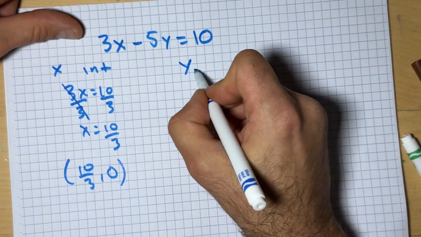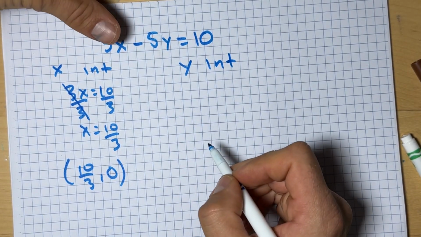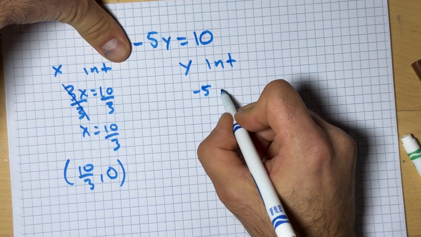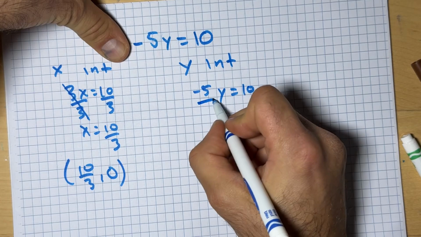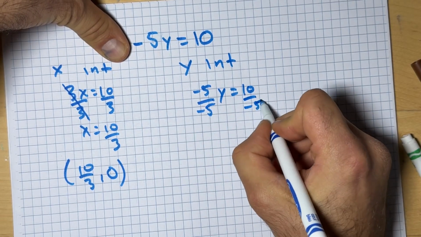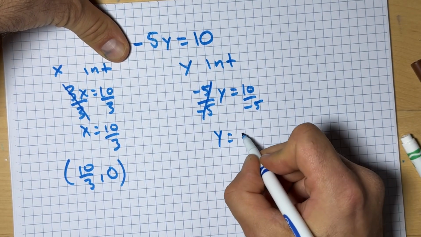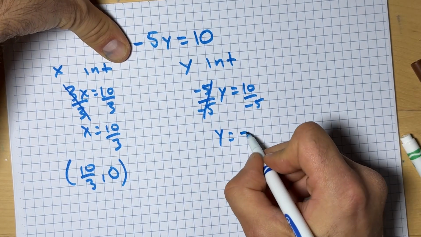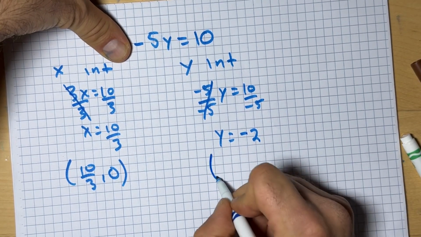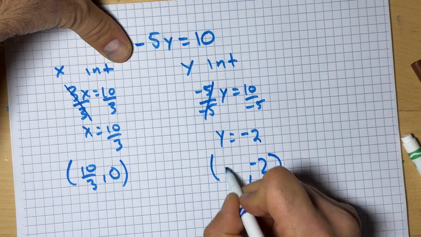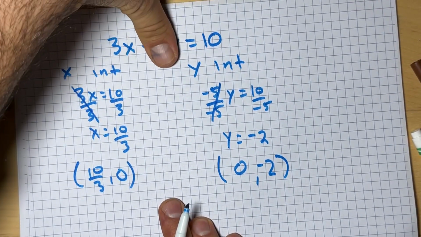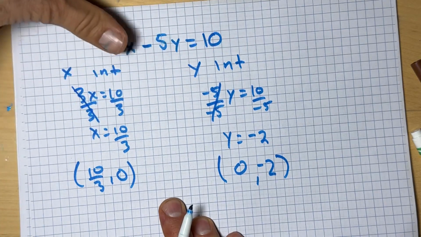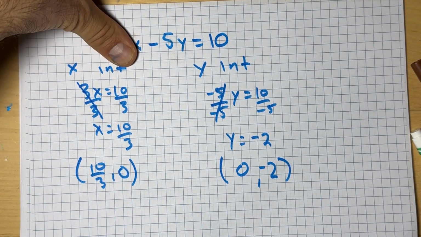So when I want the y-intercept, I'm going to just ignore x. Negative 5 times y equals 10. Don't forget the negative. We divide, we do the opposite to get y alone. So y is equal to 10 divided by negative 5, which is negative 2. So when y is negative 2, x is 0. When you want the x-intercept, cover the y, ignore it. When you want the y-intercept, cover the x. It's as simple as that.